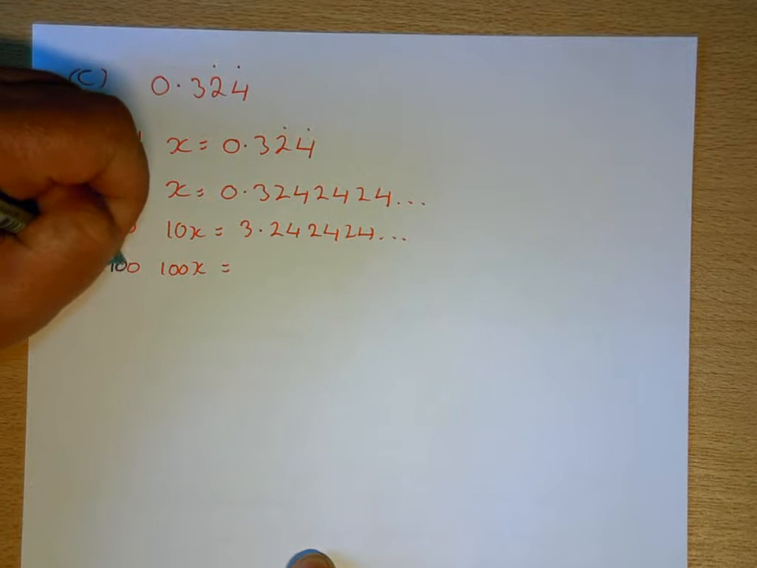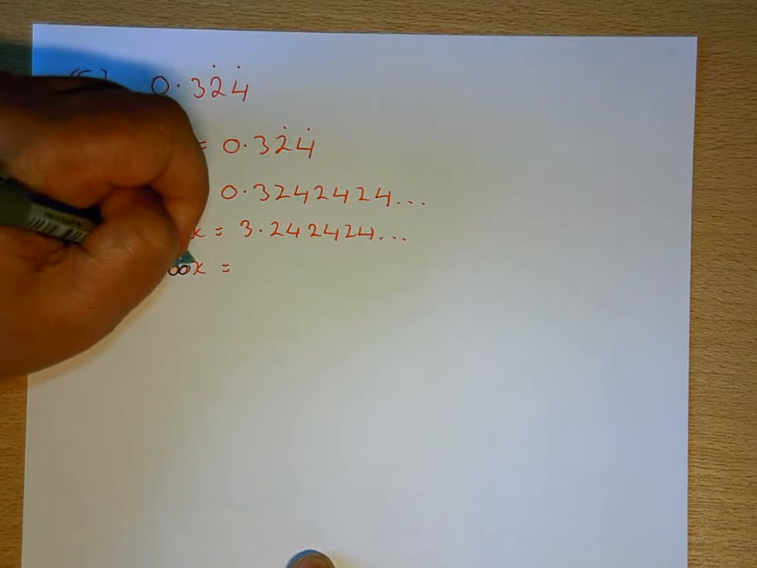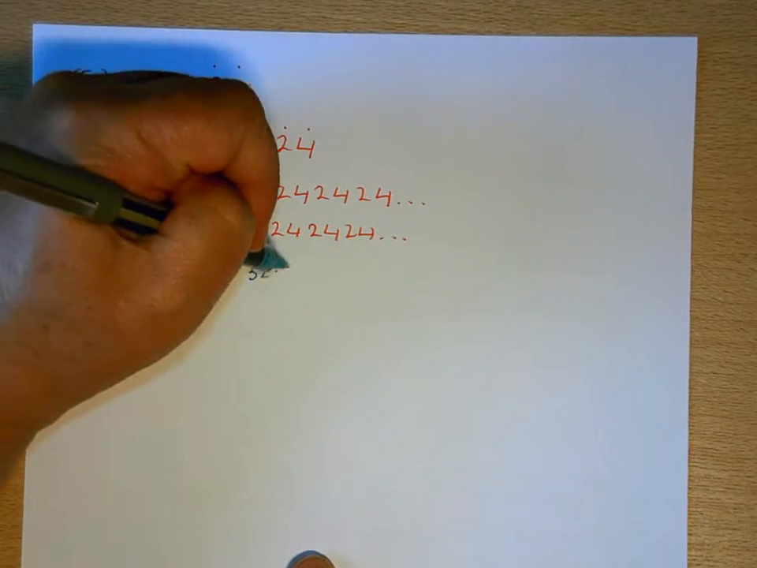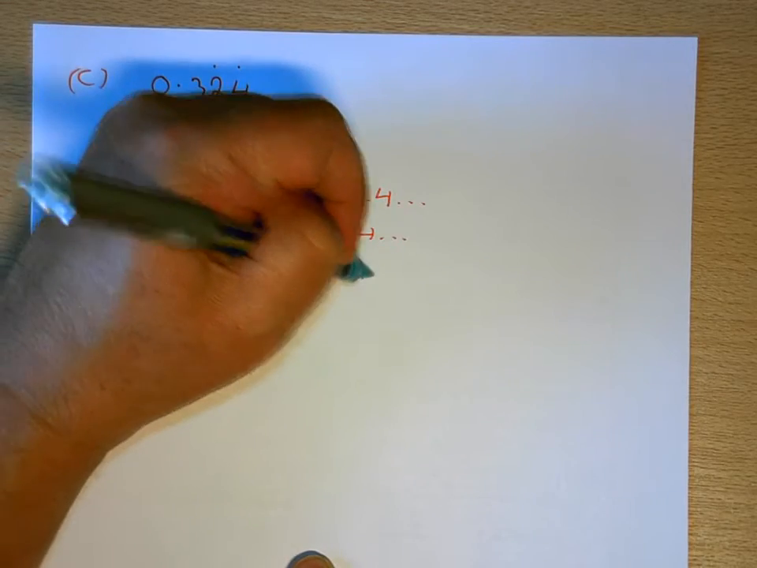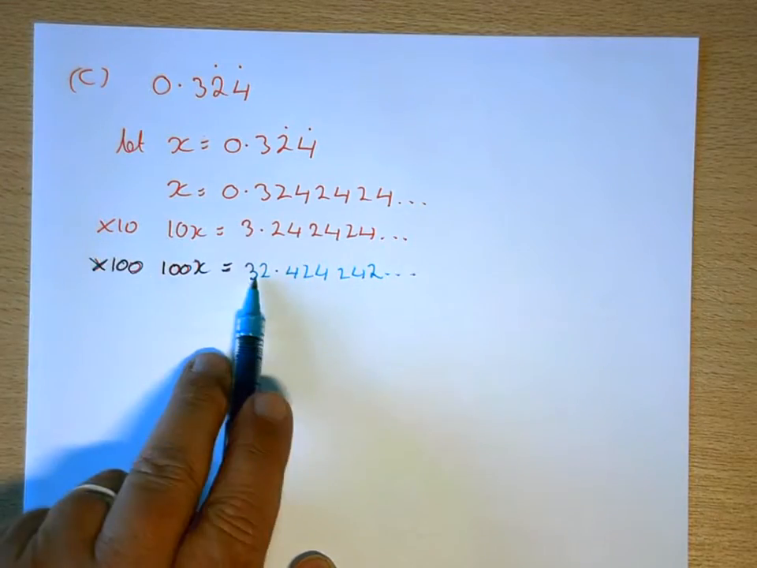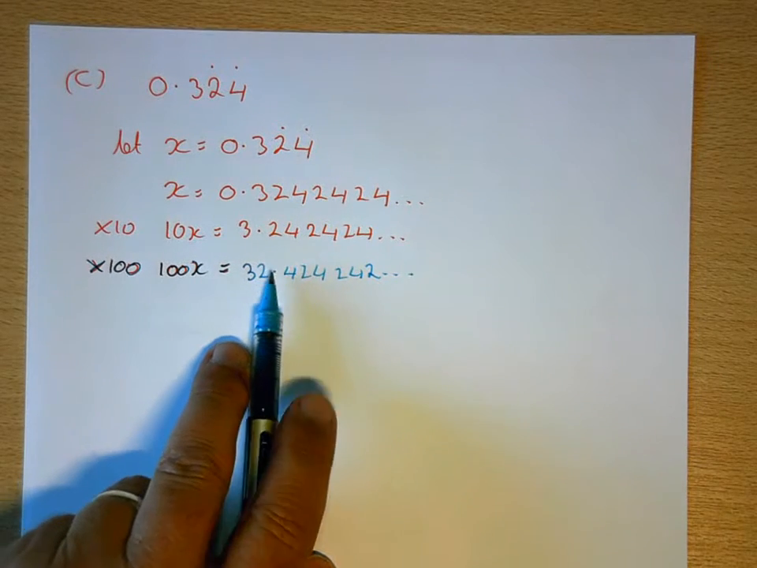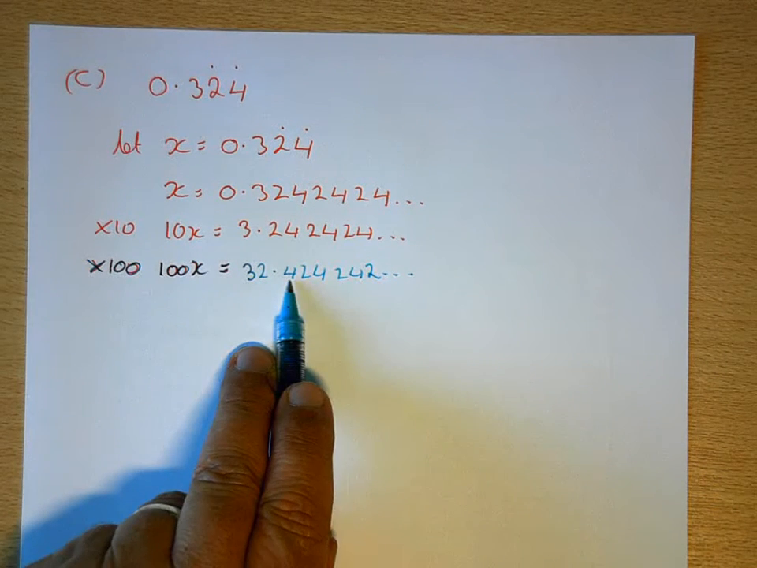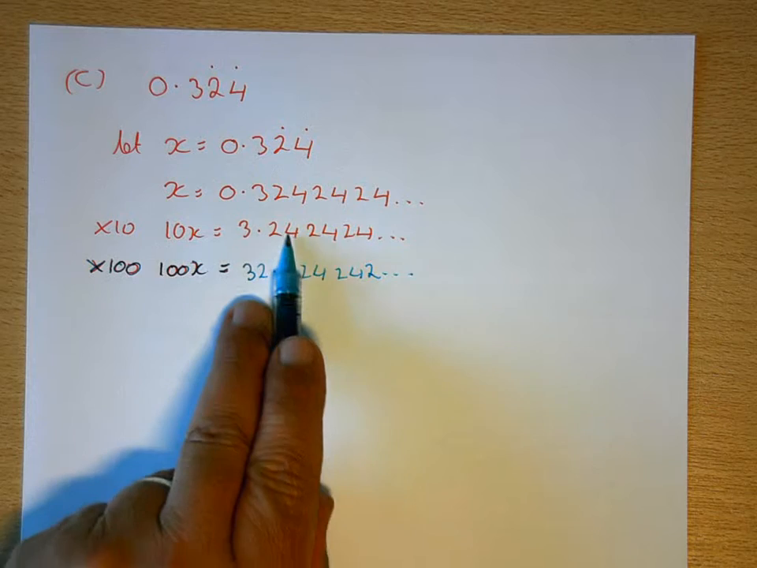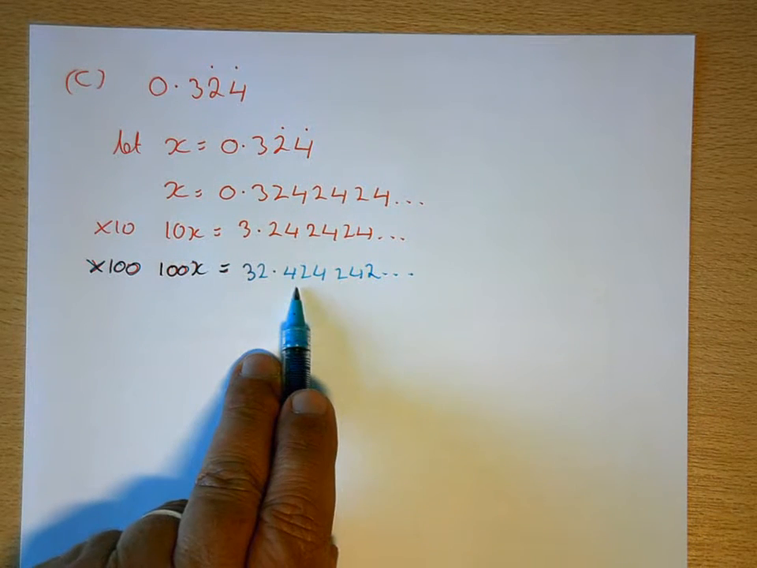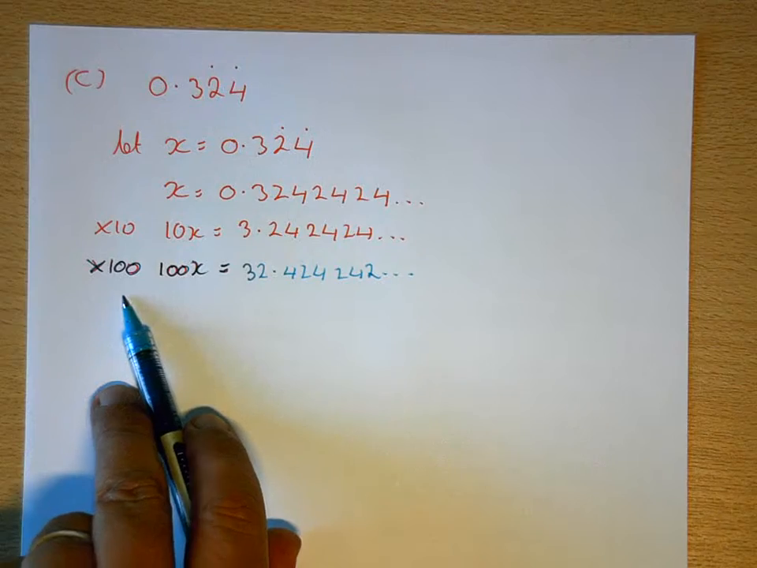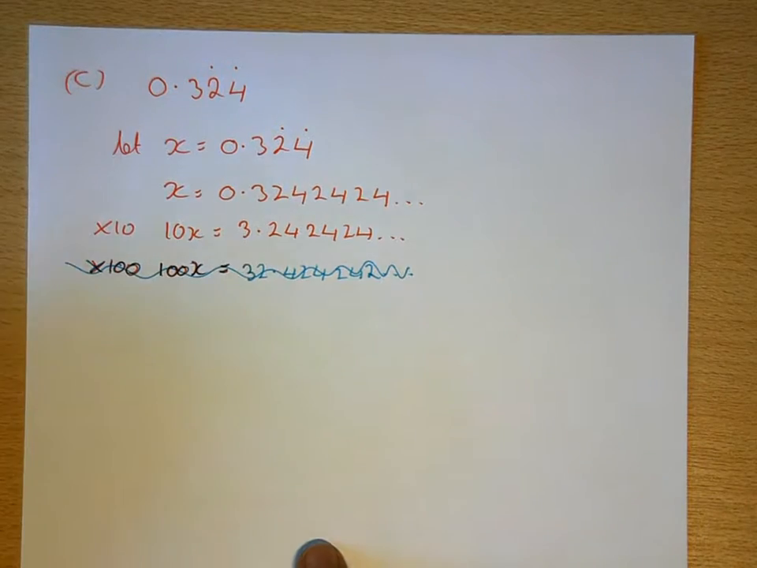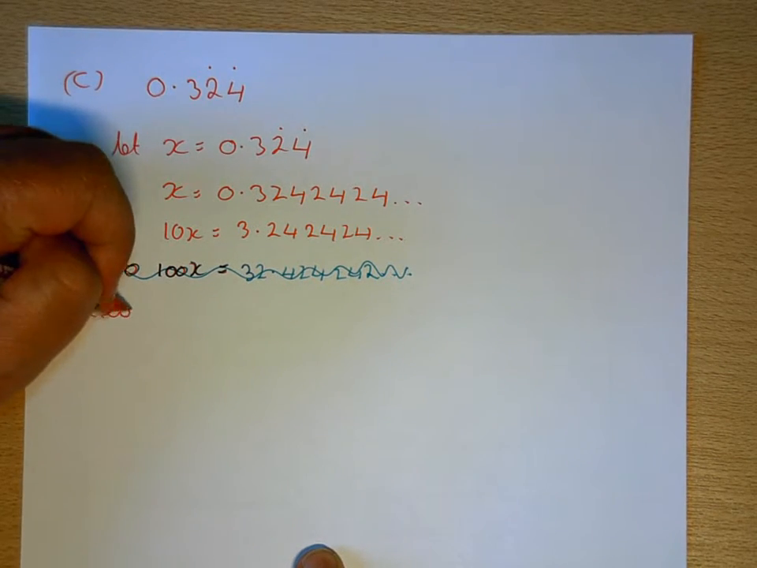If I multiply by 100, we do that one in blue, if I multiply that by 100, I get 32.42424... So again, multiplying that by 100 doesn't help, because this side, the decimal values are different. They're not matching up. The first digit is a 2 there and a 4 there. So multiplying by 100x doesn't help me. So I'm going to multiply by the next power, which is 1000.